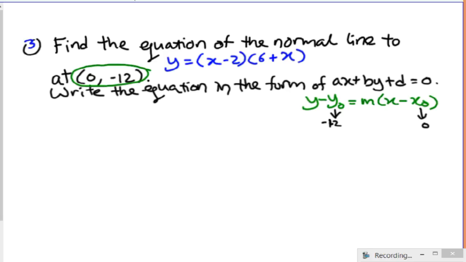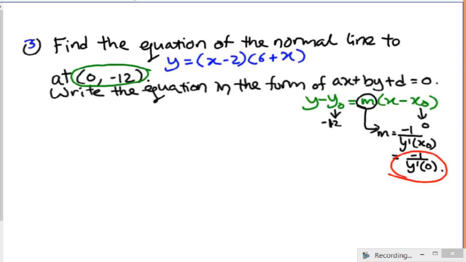So I need to find out what m is, and m here is going to be -1 over the derivative at x0. In our case, x0 happens to be 0, so y dash of 0. Alright, so what's my first step? First step is to figure out what that is.